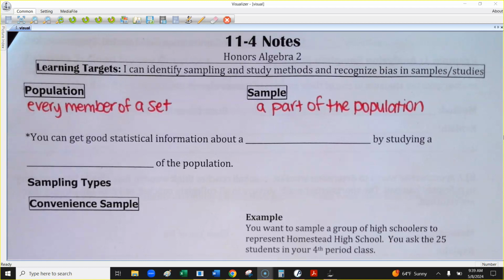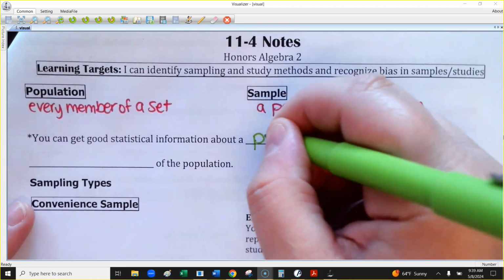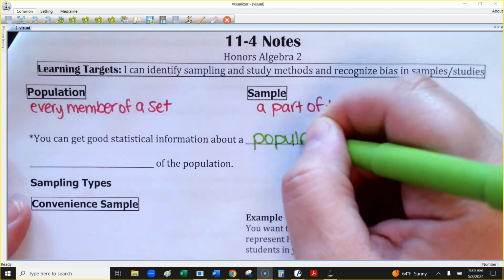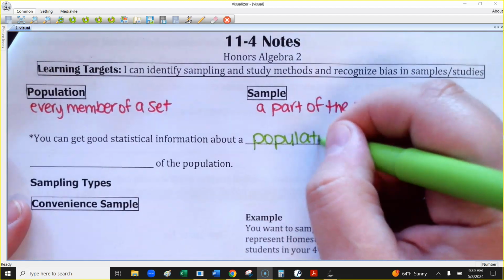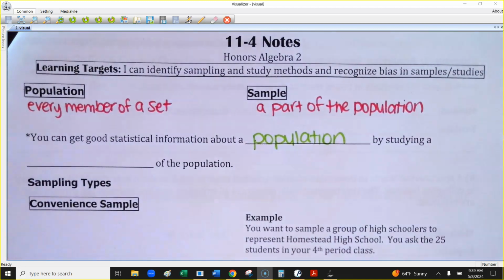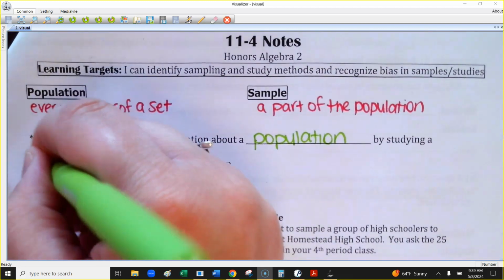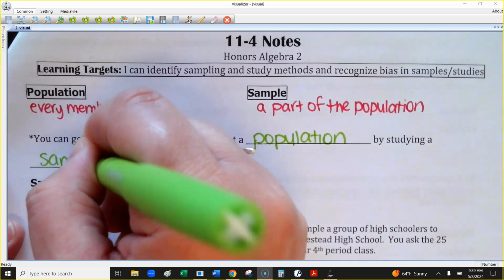So population is the whole group. A sample is part of that group. Now, you can actually get really good statistical information about a population, which is this first blank, by studying just a sample of that population.